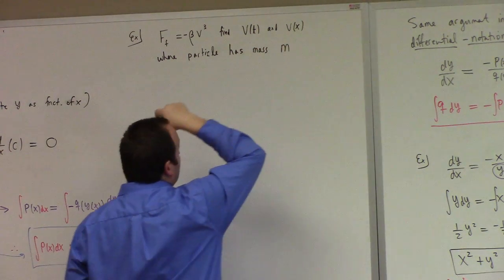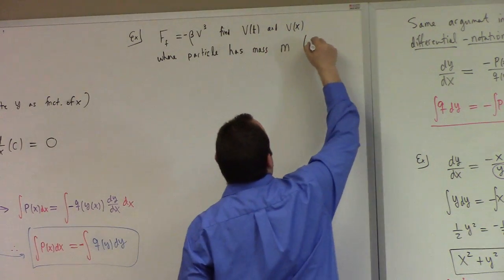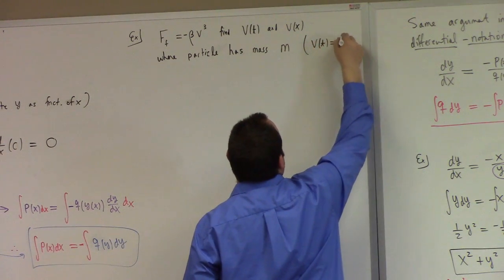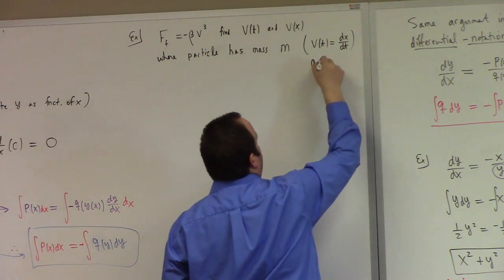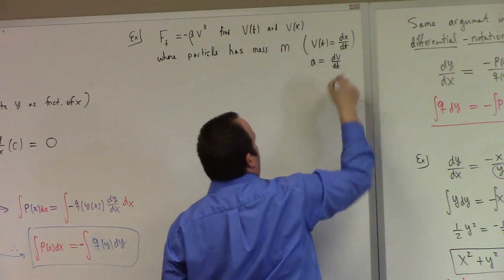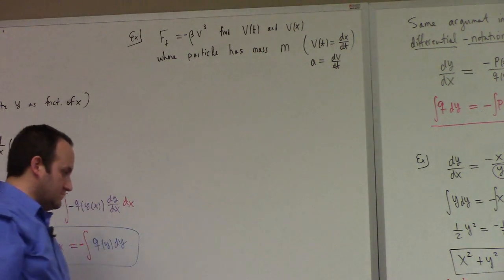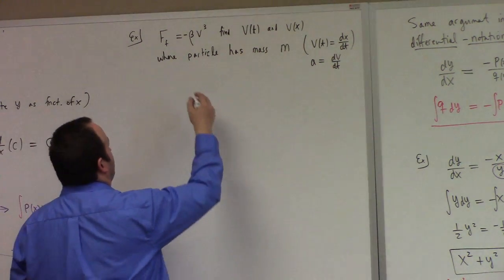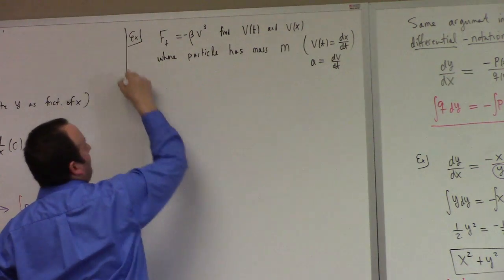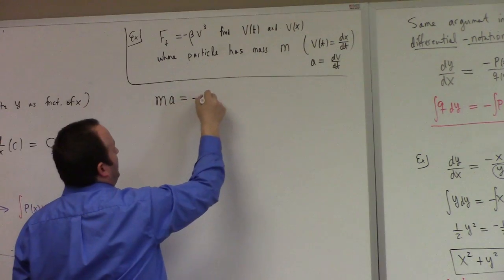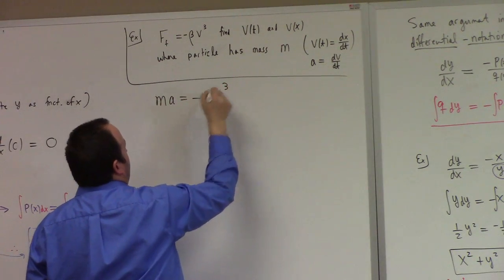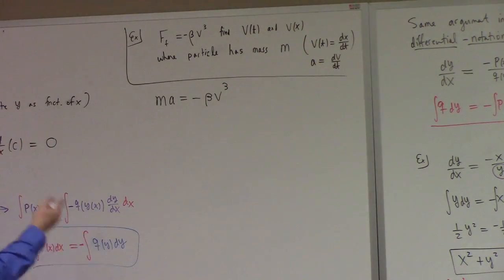Mass m. So here, v of t, of course, is dx dt, right? And the a is acceleration. It's dv dt. All right, so I'll start by finding velocity as a function of time. So Newton's second law, which we know, is ma is equal to minus beta v cubed. If you don't know it, well, there you go. Learn. That's Newton's second law. All right, so mass times acceleration is equal to the net force applied.